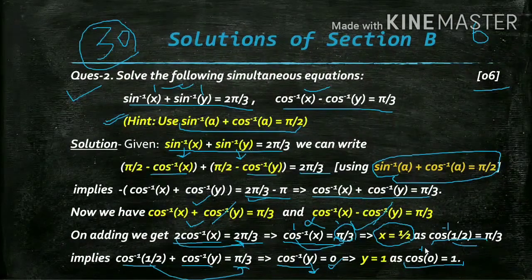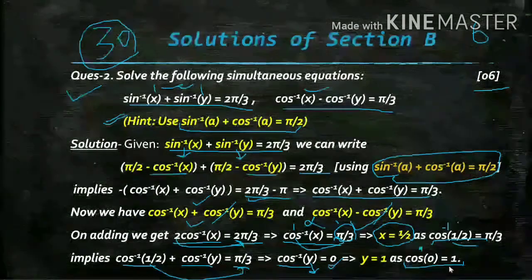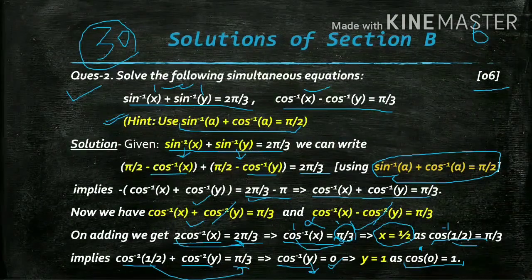Oh, this is not inverse. So cos of 0 is nothing but 1. So that means y would be 1. You just need to take the trigonometric function over here and find the value of x. Like here, cos inverse x equal to pi by 3 will become cos pi by 3 equal to x. And here, cos 0 would be y. So simply you get x is half, y is 1, which is the solution for the simultaneous equation.